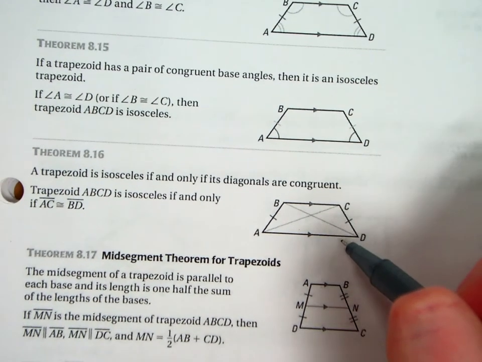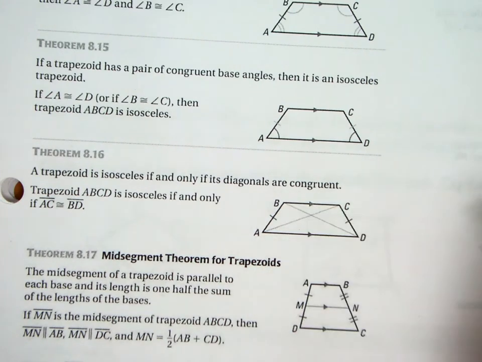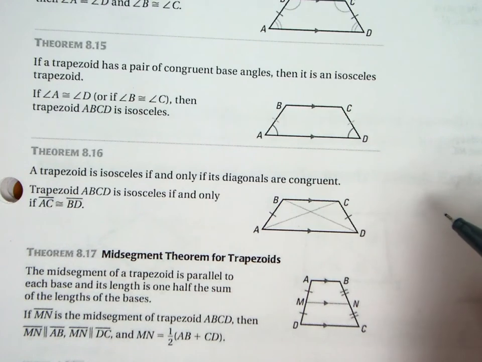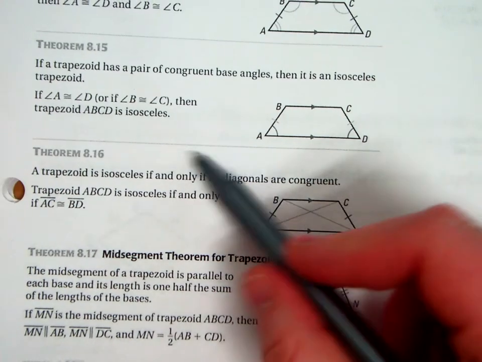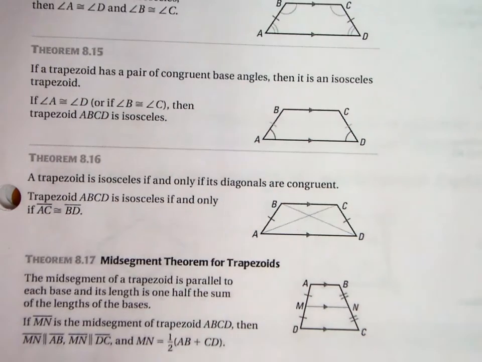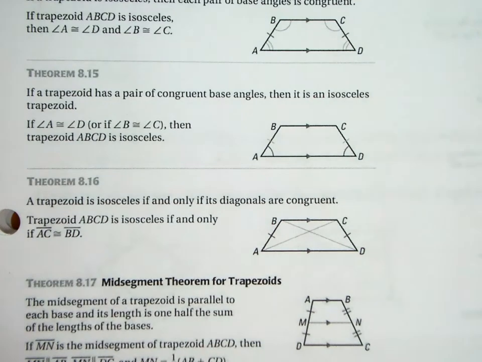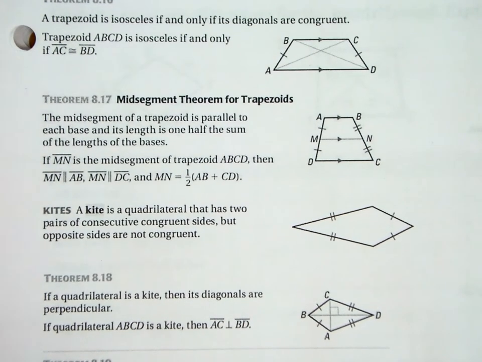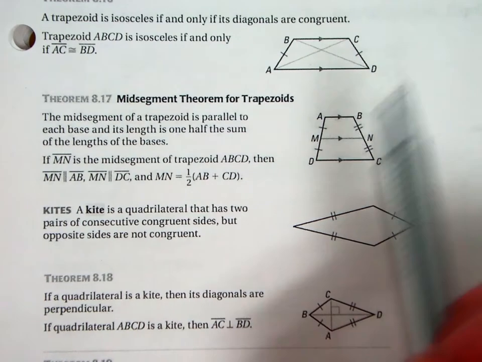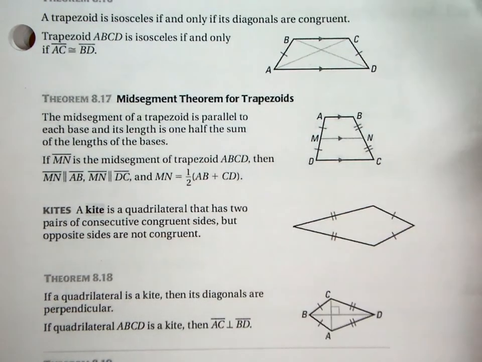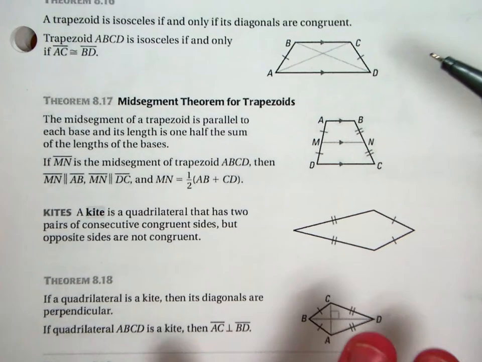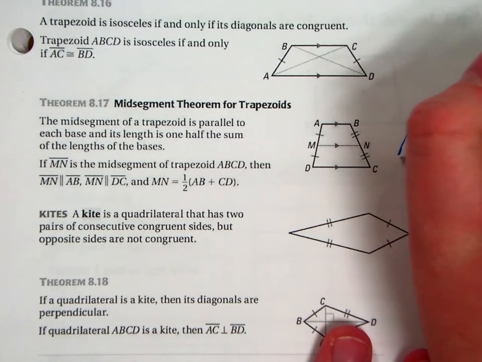A trapezoid is isosceles if and only if its diagonals are congruent. So kind of like a rectangle, you can have the diagonals be congruent, and that will also mean that the legs are congruent. You can go either way because it's an if and only if statement. Now, the next part is not really tricky, but it is information: the mid-segment theorem for trapezoids. The mid-segment of a trapezoid is parallel to each base and has a length of half the sum of the lengths of the bases.